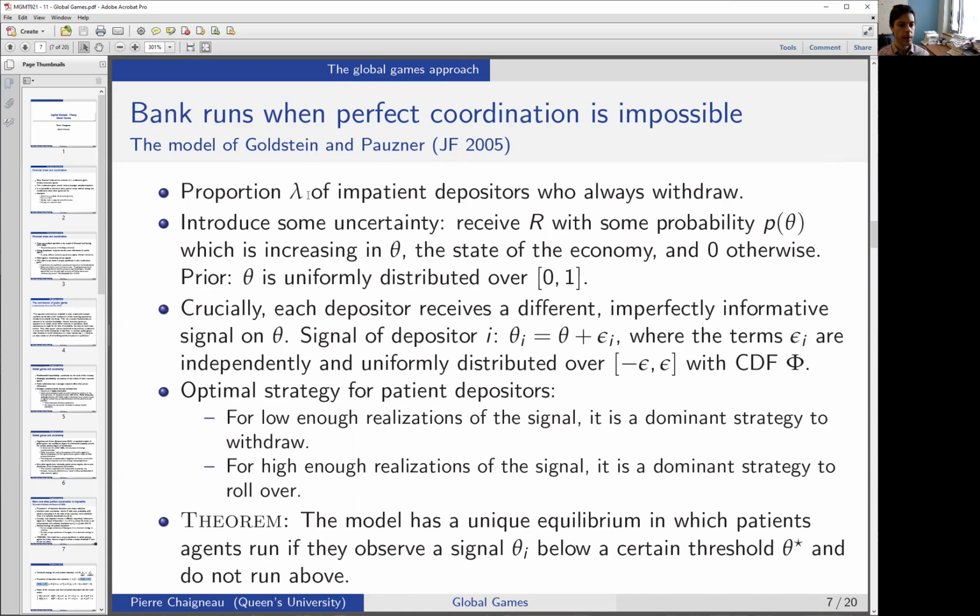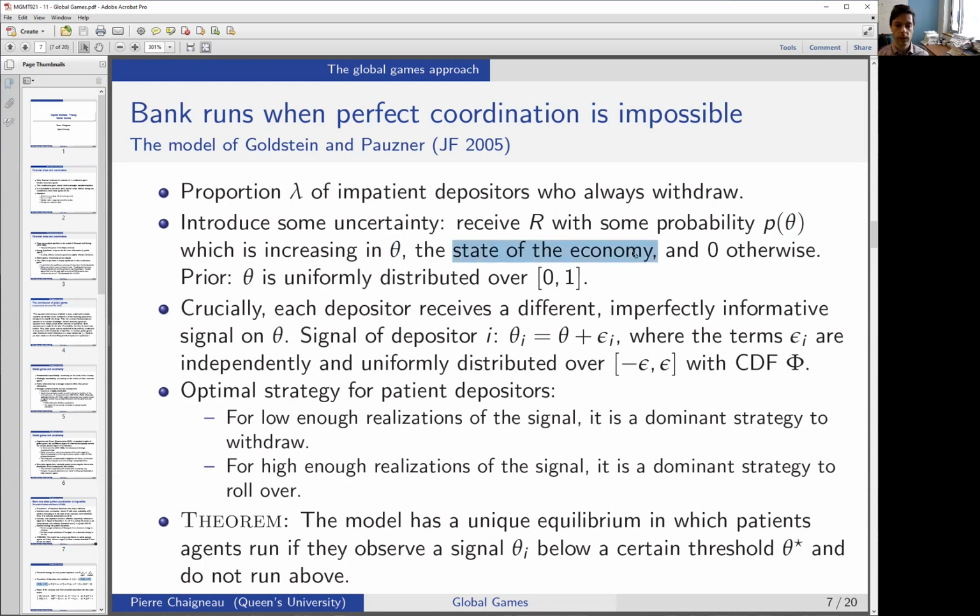So as in the model of Diamond and Dybvig, there's going to be a proportion lambda of impatient depositors who always withdraw, right? So we're only interested in the behavior of patient depositors who are going to meaningfully choose whether or not to withdraw their savings in the short term. But now we'll introduce some uncertainty. So instead of receiving R for sure, as long as the bank is not bankrupt in the second period, now patient depositors are going to only receive R with some probability P that is going to depend on theta, where theta are economic fundamentals.